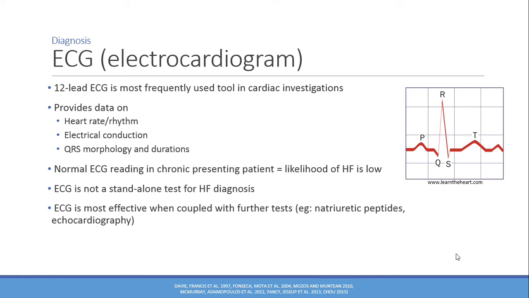So the presence of abnormalities in an ECG reading would indicate potential etiology of symptoms. However, despite this, it is widely recognised that an ECG test is not a standalone test for diagnosing heart failure, particularly in patients with chronic symptoms. The work completed by Fonseca and colleagues in 2004 suggested that all patients suspected of heart failure should undergo further diagnostic procedures despite the results of an ECG. This further testing may include echocardiography or blood tests for natriuretic peptide levels.